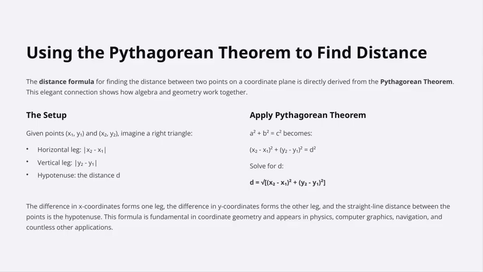This formula is fundamental in coordinate geometry, and you'll see it pop up in many fields, like physics, computer graphics, navigation, and countless other applications. The core idea is that the difference in x-coordinates forms one leg, the difference in y-coordinates forms the other, and the distance between the points is the hypotenuse of that right triangle.